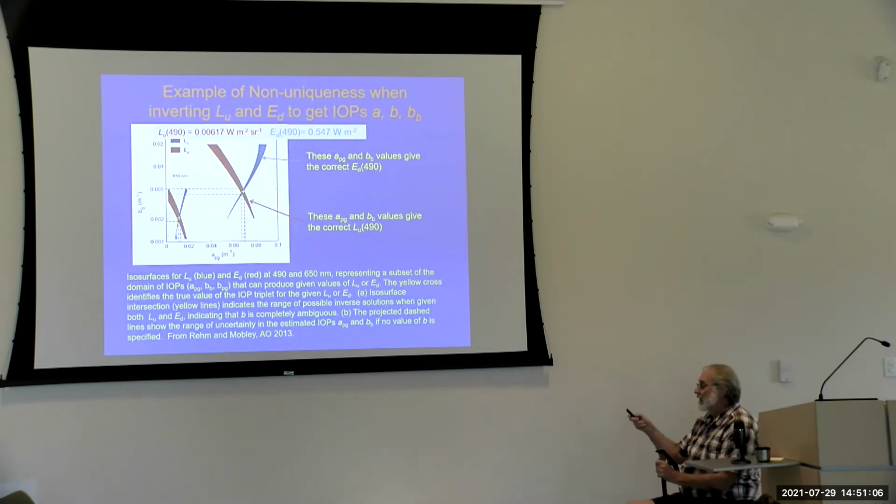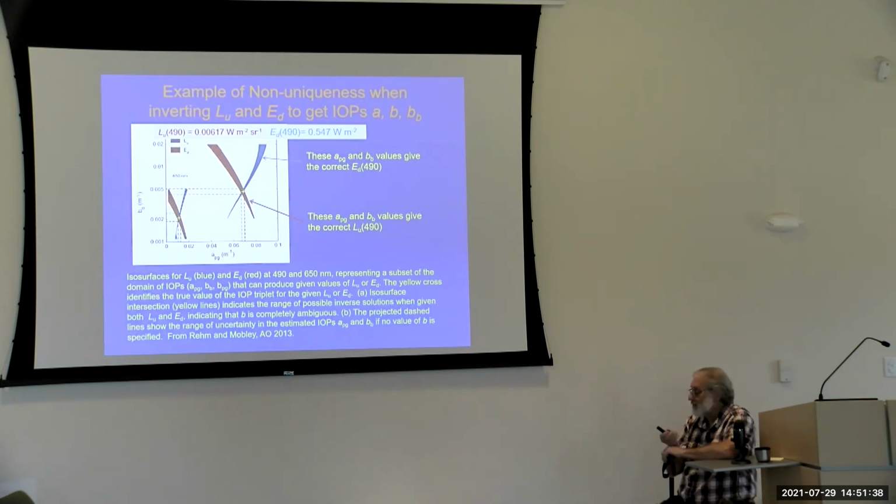So he's done an inverse problem where he took his Ed and Lu measurements at 490, and then was able to figure out the absorption by particulate and dissolved substance, and the backscatter coefficient at 490. And over here it's at 650. So that's his inverse problem. It worked quite well, and he got a nice paper and a PhD out of it.